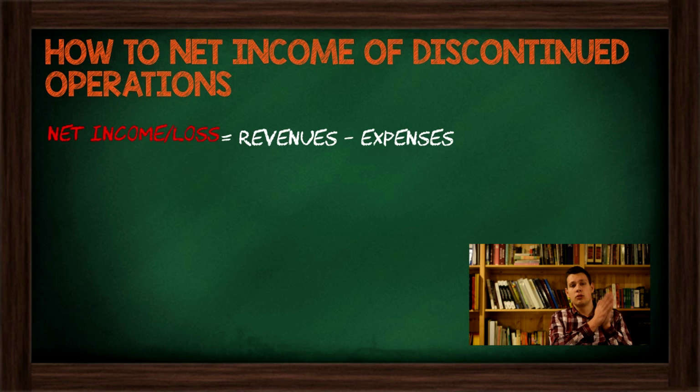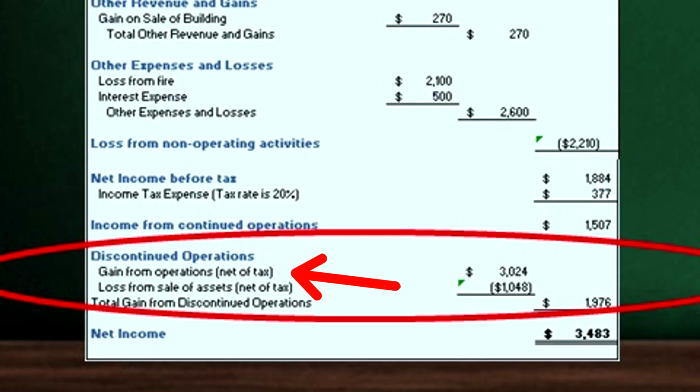We simply take our revenues from the discontinued operations and subtract the expenses of the discontinued operations, and thus we arrive at either our net income or net loss for the discontinued operation. And that is what we record in our first line item under the discontinued operations section. Simple enough, right?